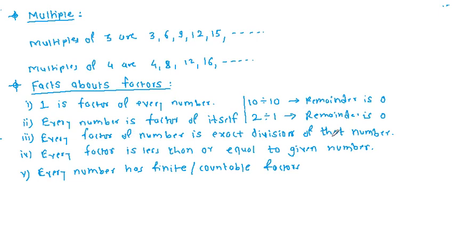And for the third point, every factor of a number is an exact divisor of that number, we know. The fourth point is every factor is less than or equal to that number. And fifth, every number has finite or countable factors, as we can count the number of factors of a given number. So we say every number has countable factors.